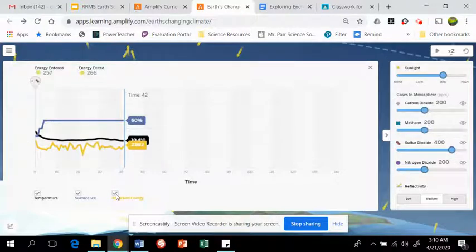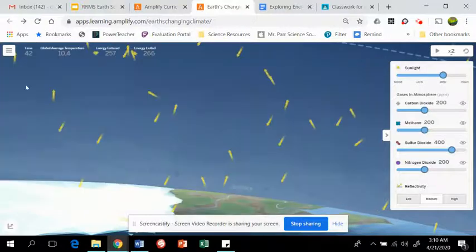The amount of energy. Hey, do you guys notice something? This yellow line, for when we change the sunlight, the carbon dioxide, the methane, that yellow line was up over here. Now it dropped down over here. This is basically saying that when sulfur dioxide increases in the atmosphere, the amount of energy absorbed by the Earth's surface actually decreases. Interesting. We don't know why yet.